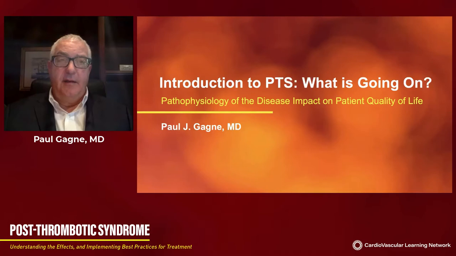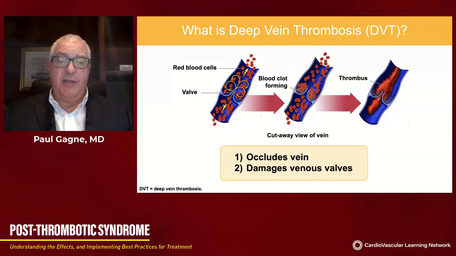I'm going to start this presentation with an introduction to post-thrombotic syndrome and just review what is going on in these patients, what is the pathophysiology of the disease, and how does it impact a patient's quality of life? So we all know that deep vein thrombosis has two effects on the venous system of patients. Not only does it develop into scar tissue and occlude veins, but it also can damage the venous valves.